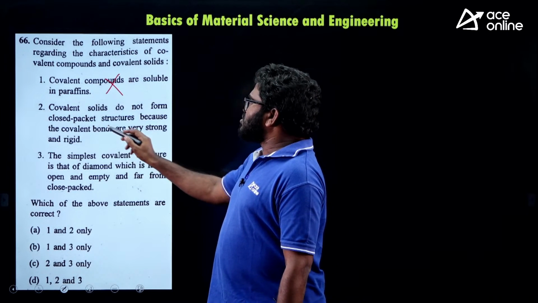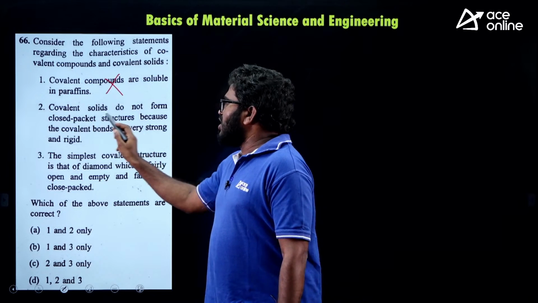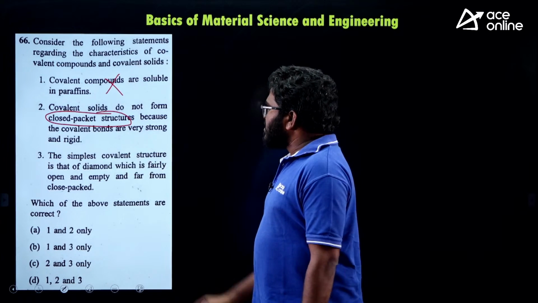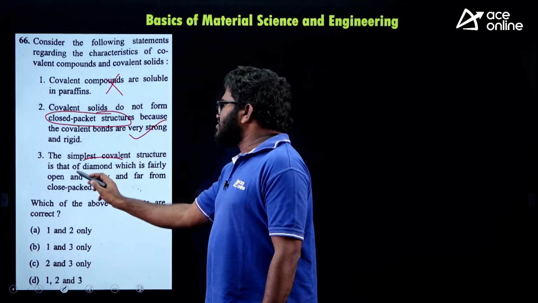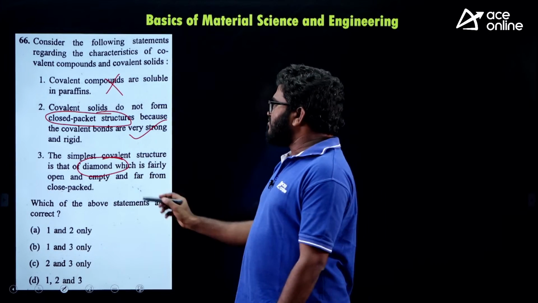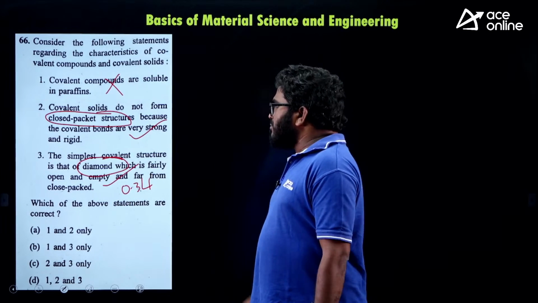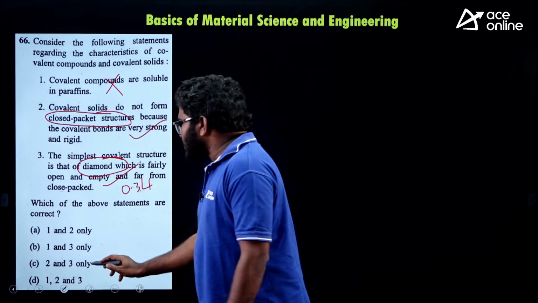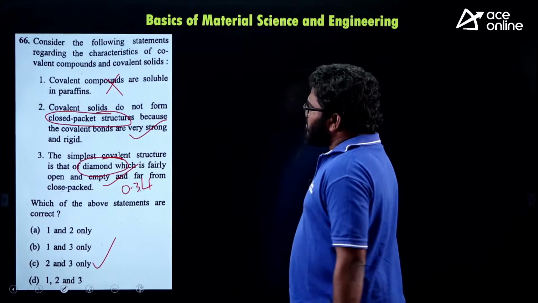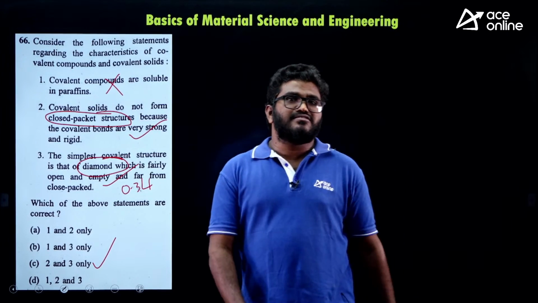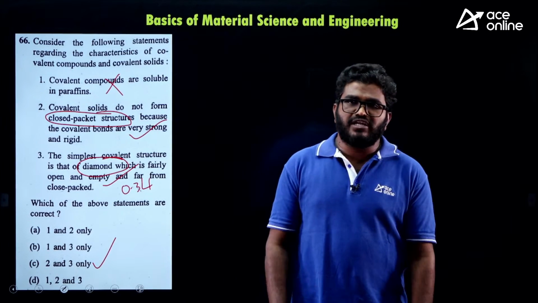Remaining two are correct because covalent solids do not have a very close packed structure. So this is correct. Diamond is the best example. The atomic packing factor of diamond is very low, that is 0.34. So that is also correct one. Empty space is more. So 2 and 3 is the correct answer. So these are the questions related to the basics of material science. Next, our colleague will continue.